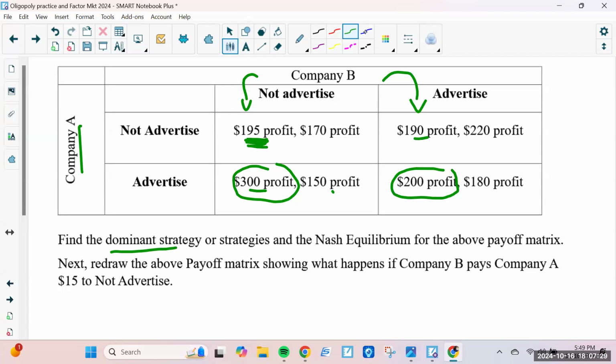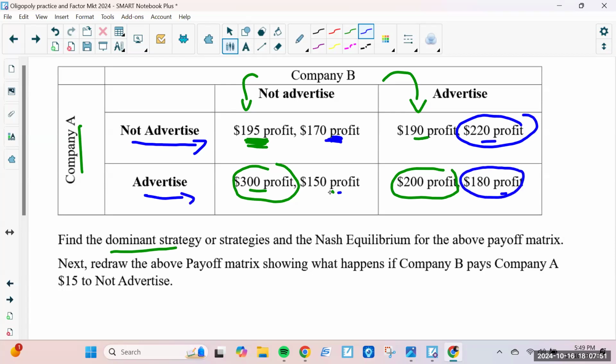So what is company B going to do? Company B says, what if company A were to not advertise? Now, we know they are going to advertise, but what if they didn't? Company B is the second set of numbers here. They would advertise because 220 is bigger than 170. And when company A advertises, they're also going to advertise because 180 is bigger than 150. So both of them have a dominant strategy to advertise, and the Nash equilibrium is going to be right here.